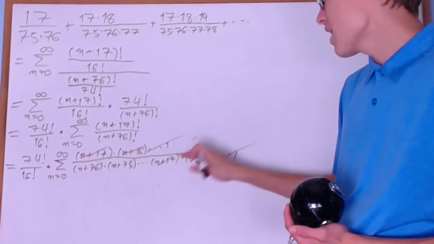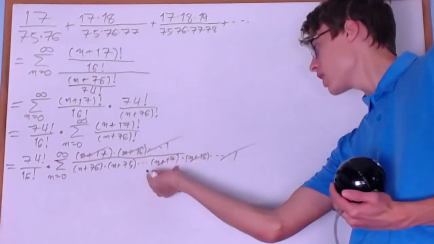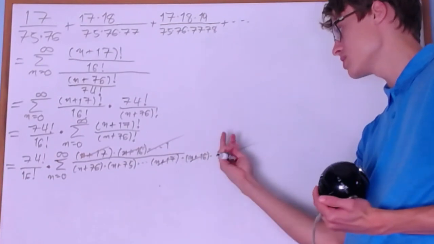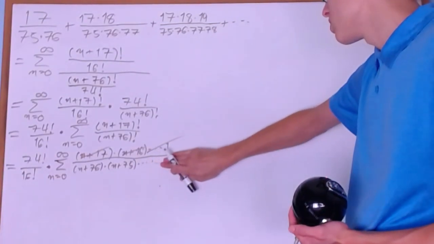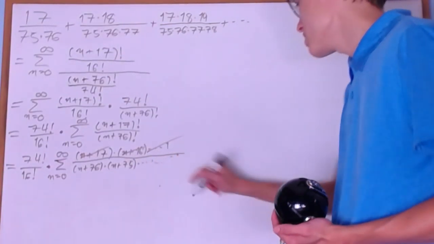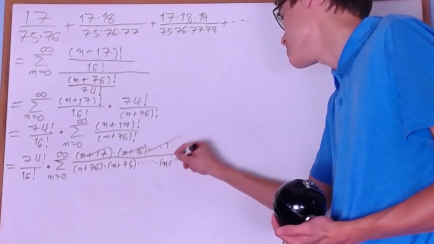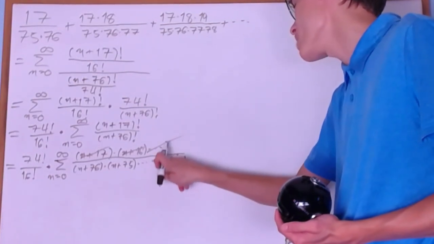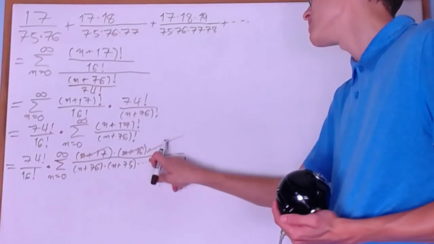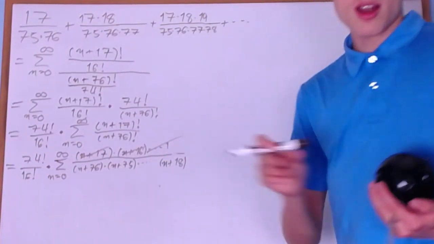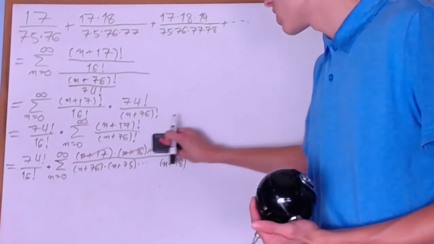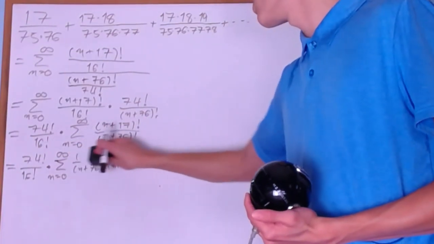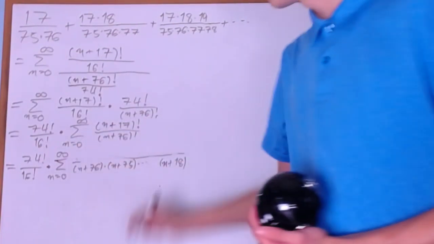And what you'll be left with on the bottom is what comes before in this multiplication, n plus 17. Well, we'll just end on n plus 18 on the bottom. That's what comes directly before n plus 17 in the denominator. And then on the top, everything has just been canceled out, so they all go to 1.